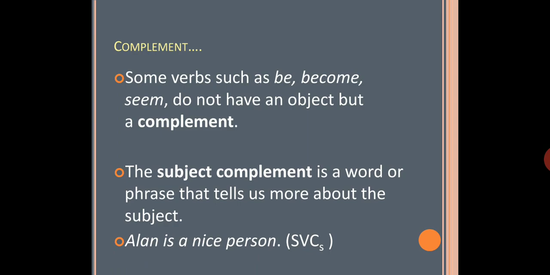Now let's try another example. Look at this sentence. Alan is a nice person. Can you try the sentence pattern there? Alan, subject, is verb, and a nice person is taken as the complement. I hope it is clear now, because a nice person is a part of the sentence or a group of words that gives a completion to Alan. What is Alan? So we call it subject, verb, subject complement.